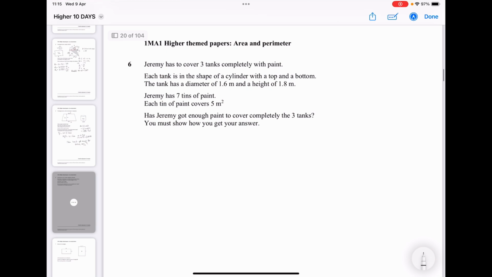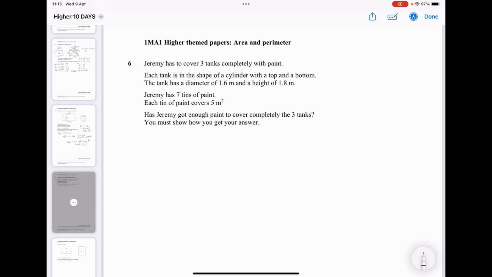Right. Jeremy has to cover 3 tanks completely with paint. Each tank is in the shape of a cylinder with a top and a bottom. The tank has a diameter of 1.6 metres, height of 1.8 metres. Jeremy has 7 tins of paint. Each tin of paint covers 5 metres squared. Has Jeremy got enough paint to cover completely 3 tanks? You must show how you get your answer.